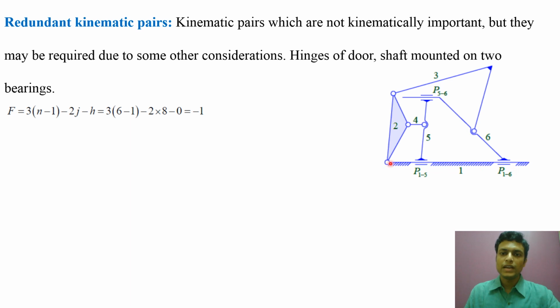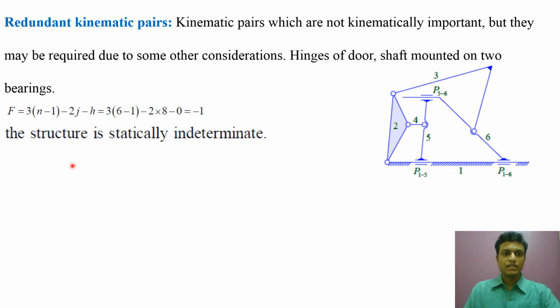How many revolute pairs? 1, 2, 3, 4, 5. 5 revolute pairs and 1, 2, 3 prismatic pairs. So the total number of lower pairs is 5 plus 3, which is 8. If we apply our formula here, we get 3 into (6 minus 1) minus 2 into 8 minus 0, because no higher pair is there. So the degrees of freedom becomes minus 1. This is 15 minus 16, which becomes minus 1. This implies that the mechanism is statically indeterminate.